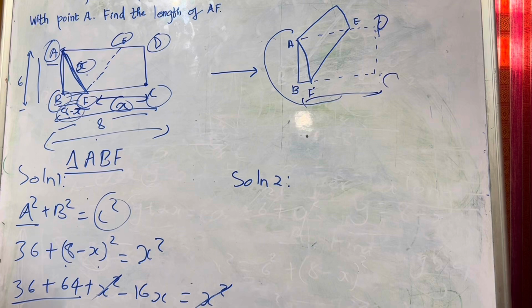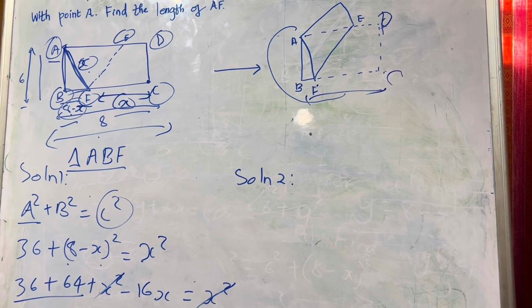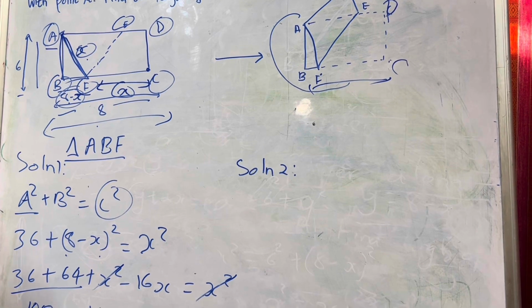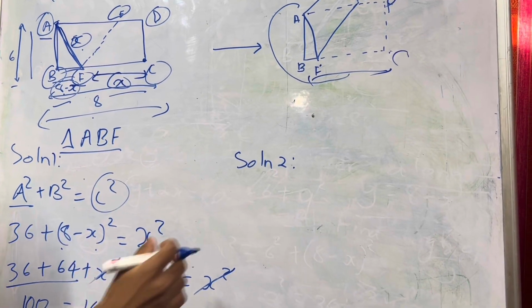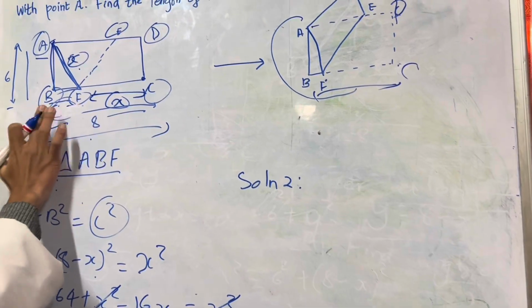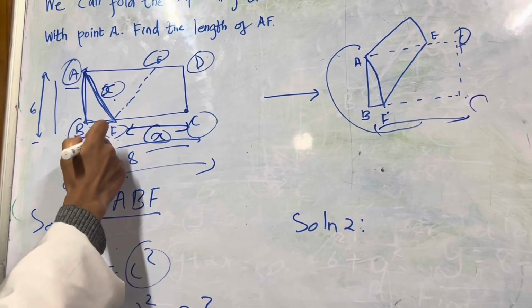Actually, there are many solutions to this one question, like there can be 3, 4, 5, 6 or even 10. So right now we will only be showing 2 solutions. Solution 1 was this one, and to solve this question in another way, we won't take this as 8 minus X, rather we will take this as Y.